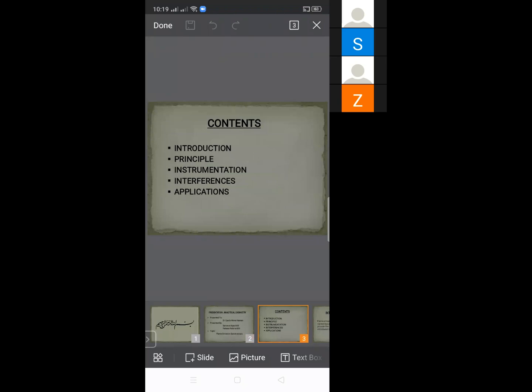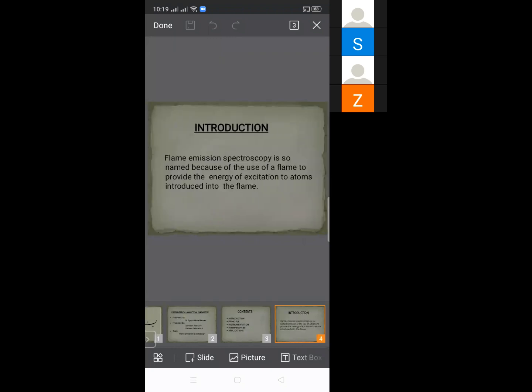Points that we are going to discuss in this presentation. These are introduction, principle, instrumentation, interferences, and applications of FES. So first we start with the introduction. What is the introduction of flame emission spectroscopy?